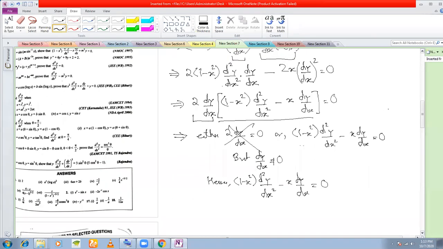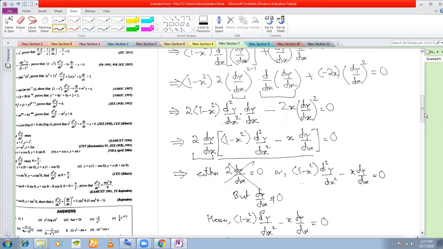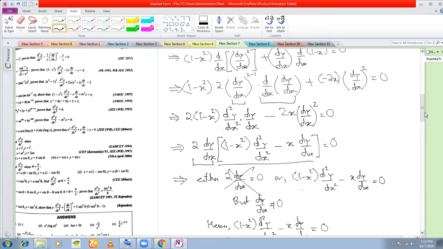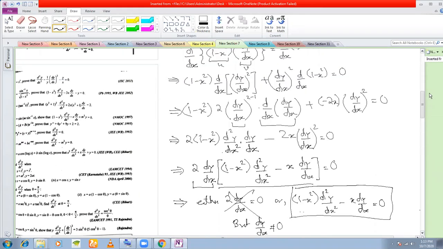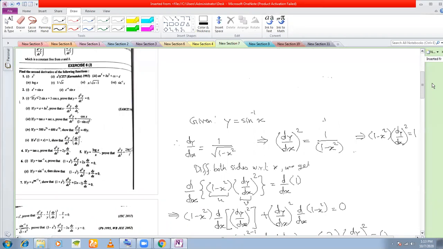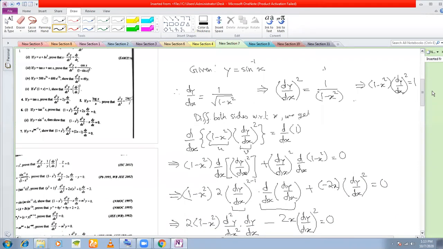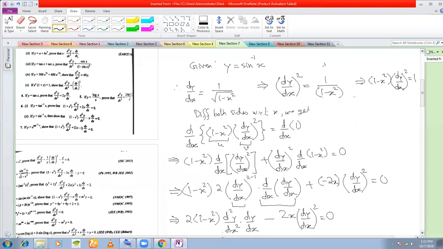Okay, so this is the second way of doing. This is mostly science students do it this way. You can, if you want, you can do it the first way also, no problem. Now, this was our required proof. This is what we were required to prove, and we have proved it. And now I'll stop here for today.